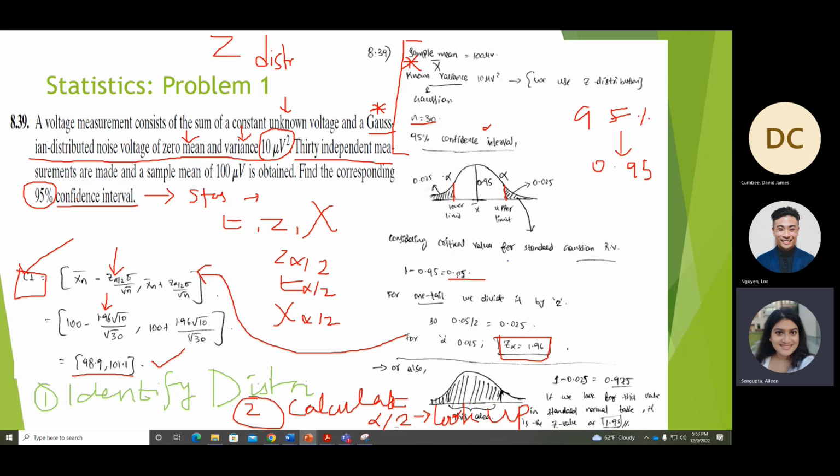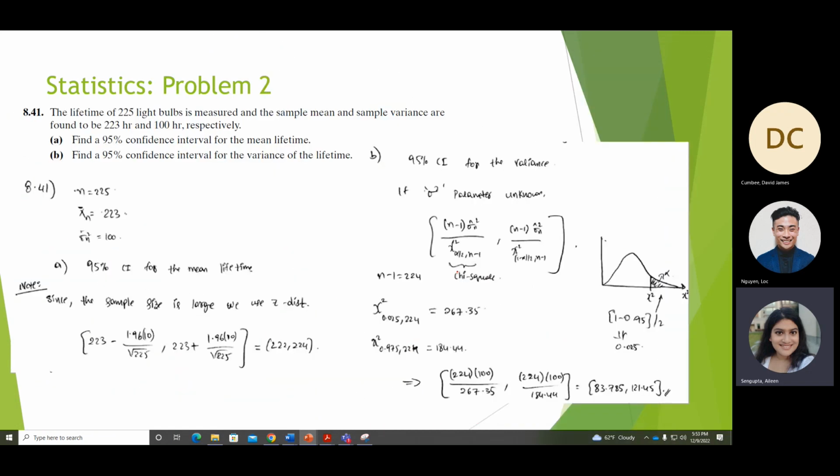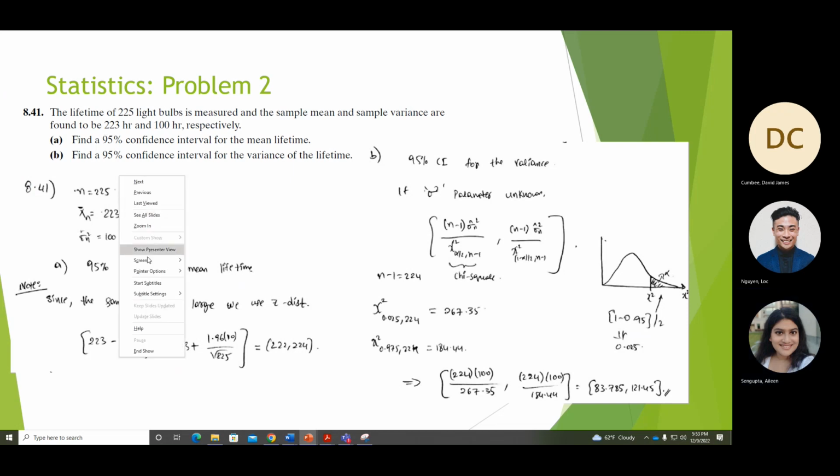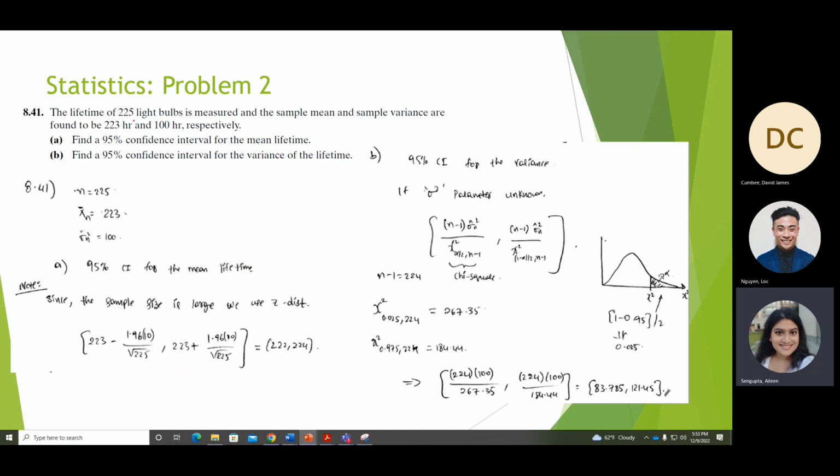Let's see what else we have. Okay, so this is a second type of problem. I'm not going to solve part A because it's kind of obvious, but we are going to go through it. The lifetime of 225 bulbs is measured, and the sample mean and sample variances are found to be given. So sample mean and sample variances are already given to us. Sample mean is there, sample variance is there. Find the 95% confidence interval.